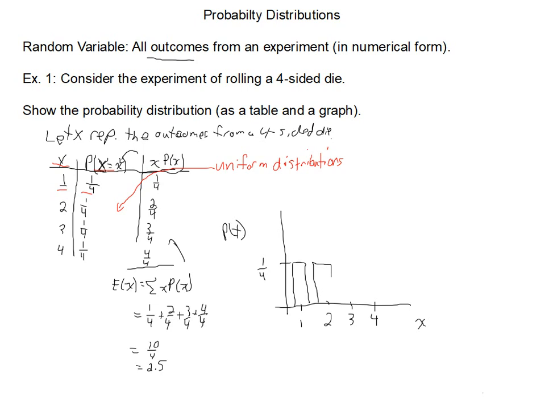And again, it's not a very exciting graph because it's a uniform distribution. All of our bars should be about the same width. Much easier if you have some grid paper to work with. So there's the probability distribution from there.